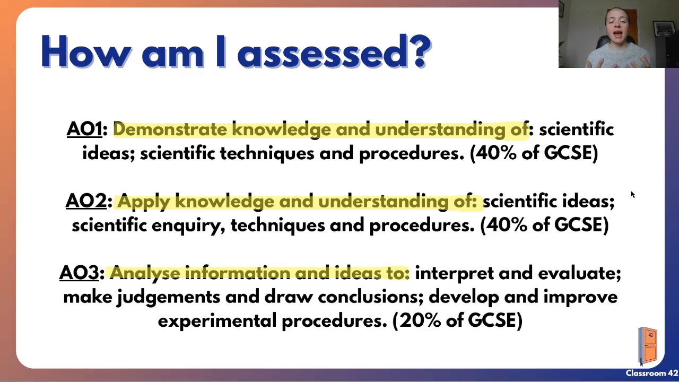And AO3, analysing the information and ideas that you've been given to interpret and evaluate results or an observation, make some judgments and draw conclusions about some data sets you've been given, or develop and improve experimental procedures, which, as I discussed earlier, is something that comes up quite a lot. So those are our 3 areas, and we'll go through some more detail in a minute, but you can see that AO1 and AO2 make up the bulk of your paper, whereas AO3 is slightly less. But how do you know which one you're being assessed by?